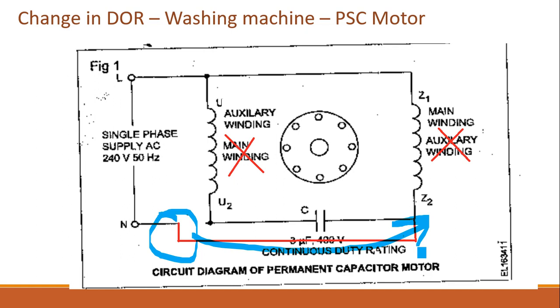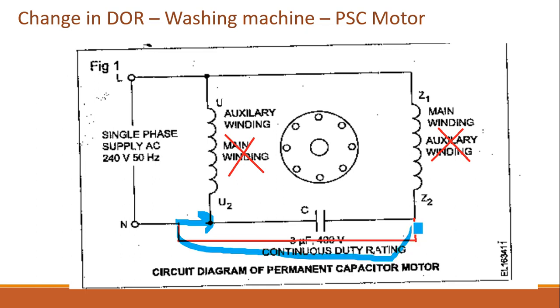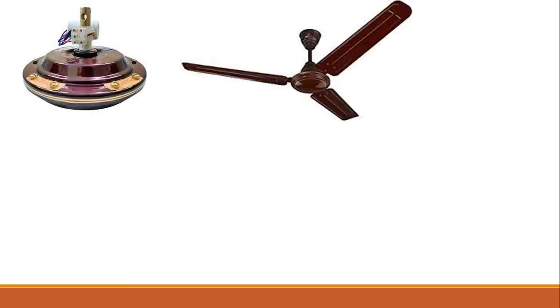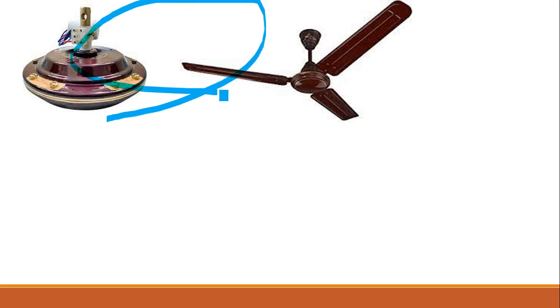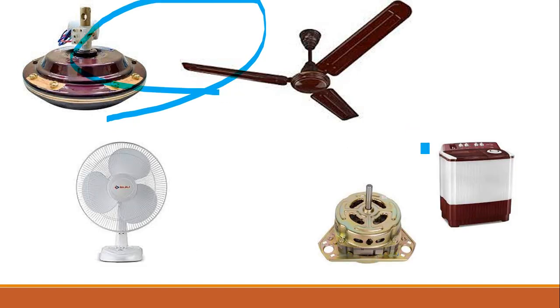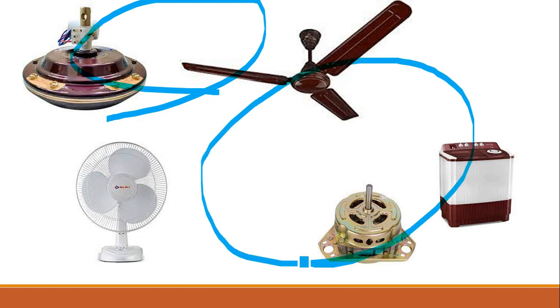This method of changing the rotation is used in a washing machine with a timer connection. There may be a timer, and the connection will be repeatedly changed either like this or like this. This connection will be continuously changed, so the washing machine will be changing its direction of rotation. Now, the applications are ceiling fan motors, table fan motors, and washing machine motors, which use these permanent capacitor motors or permanent split capacitor motors.